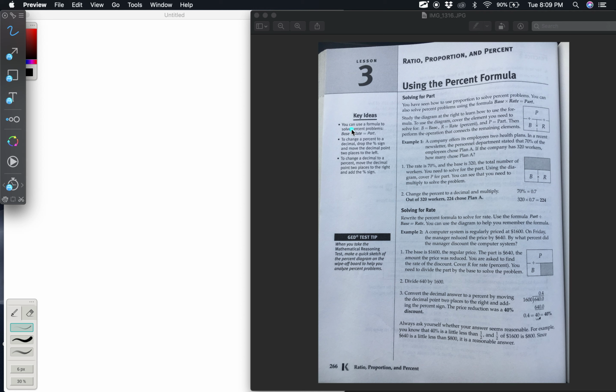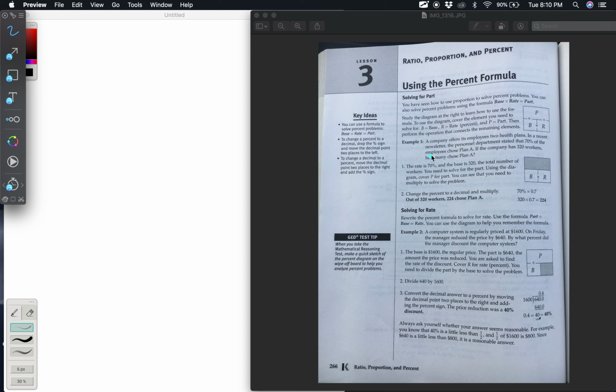Okay, I'm going to go over these key ideas. You can use a formula to solve percent problems: base times rate equals part. To change a percent to a decimal, drop the percent sign and move the decimal point 2 places to the left. That's what they're doing here when you're doing base times rate. The formula shows you that it's 70%.